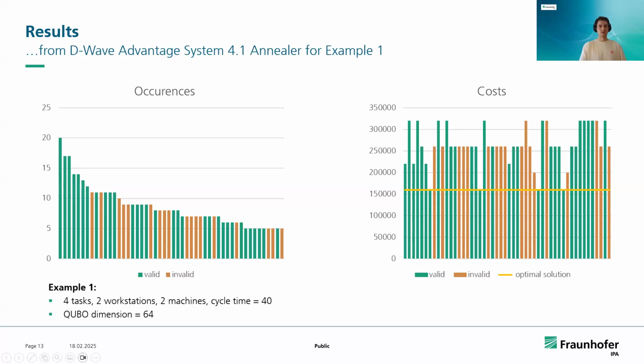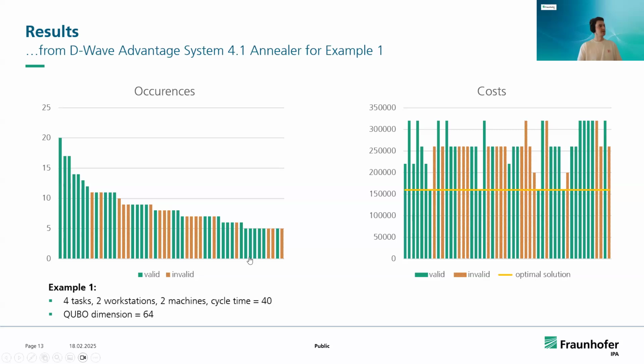We were creating 1,000 samples, and we were looking at which solution was valid, so which solution satisfied all the constraints, and then also we were looking at the costs. Here are depicted the top 50 samples sorted by occurrence.